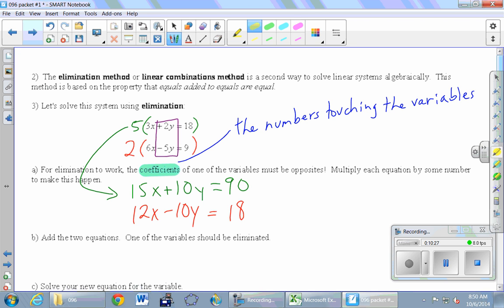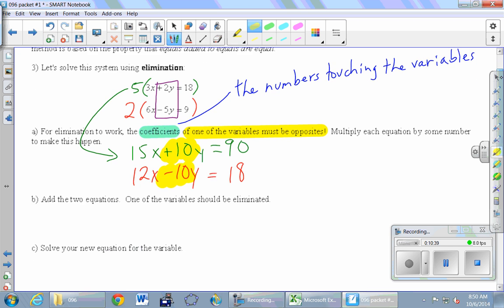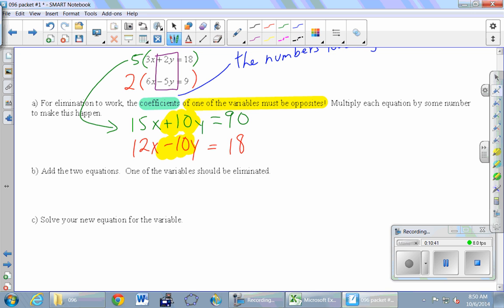Okay, so the goal was to make these numbers opposites of each other. So there's a plus 10 and there's a minus 10. So why did we care about making them opposites of each other? Well, if you add these equations to each other right now, we're just going to add straight up and down. 15x plus 12x is 27x, plus 10y minus 10y, 0y. And that's why we did it, is to get those y's to disappear. Don't forget to add on the right-hand side, 108 over there.